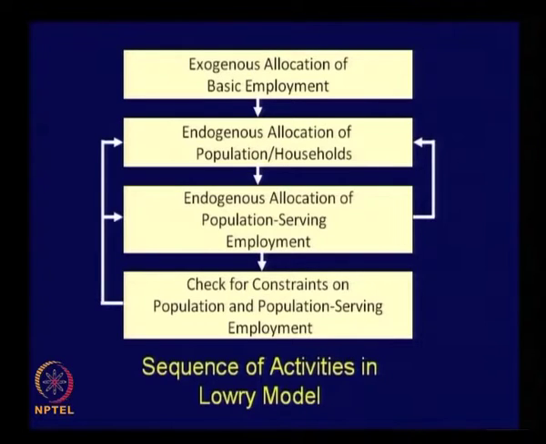And then finally, check for constraints on population, with the understanding of the maximum limiting value, and population serving employment, with the understanding of the minimum required value. Check both these aspects. That is what is being done in Lowry's model, and of course, we go back whenever required from this step to another step, depending upon the need. If while checking there are any problems, you have to go back and forth and see that there is a balance or the constraints are satisfied. Clear?